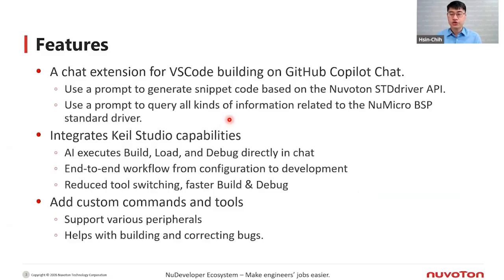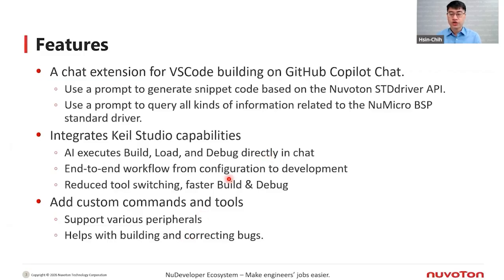NuCodeGen is a chat extension for Visual Studio Code built on GitHub Copilot Chat. Developers can use natural language prompts to generate code snippets based on Nuvoton's standard driver API or query information related to Nuvoton's BSP. In addition, NuCodeGen integrates Keil Studio capabilities, allowing the AI to execute build, load, and debug commands directly from the chat interface. This enables an end-to-end workflow from configuration to deployment, with fewer tool switches and much faster build and debug cycles.